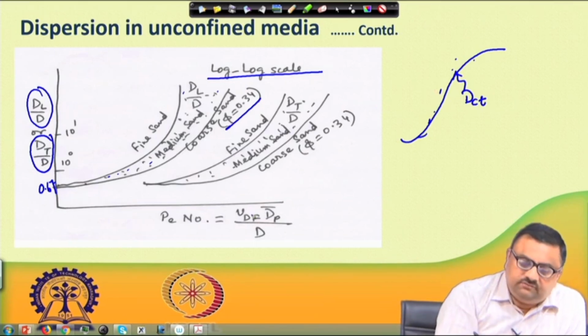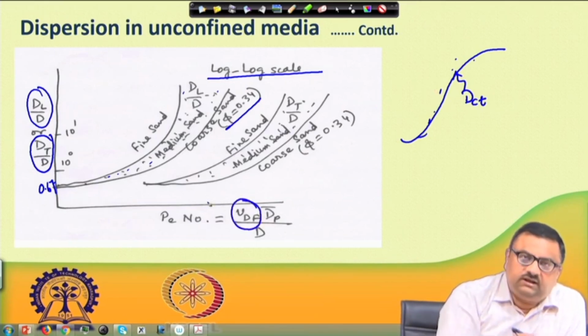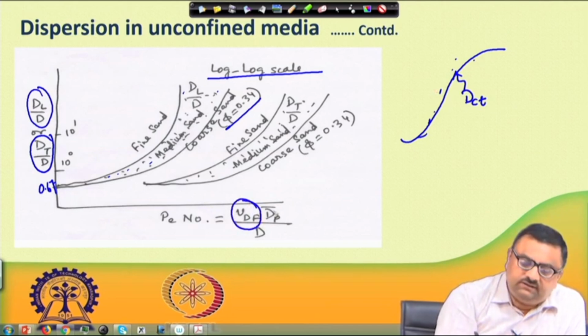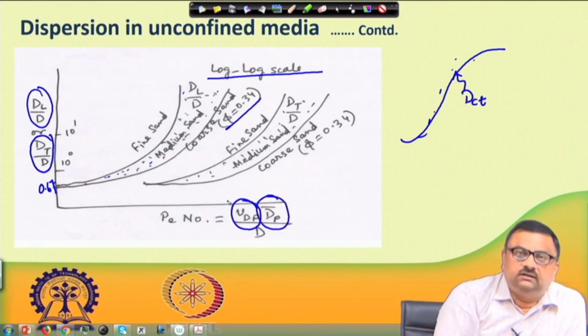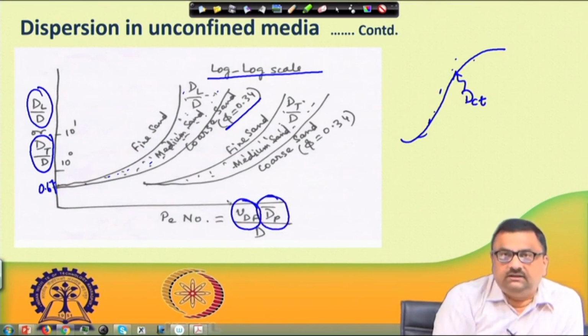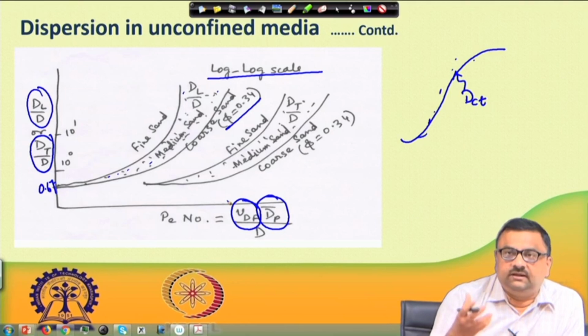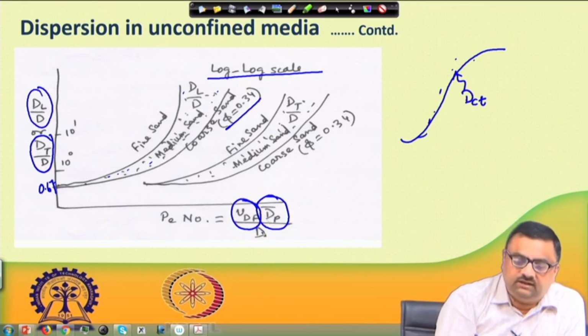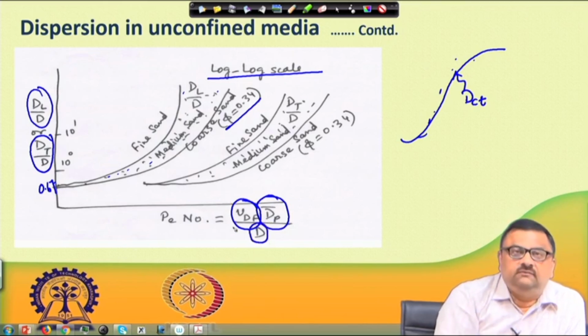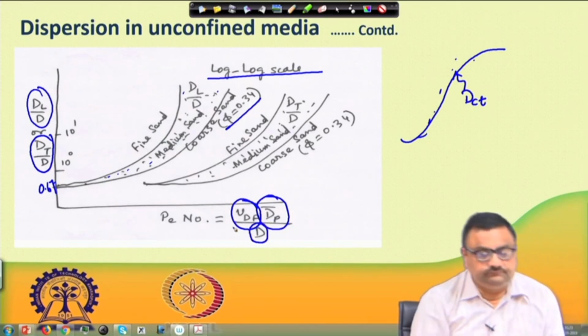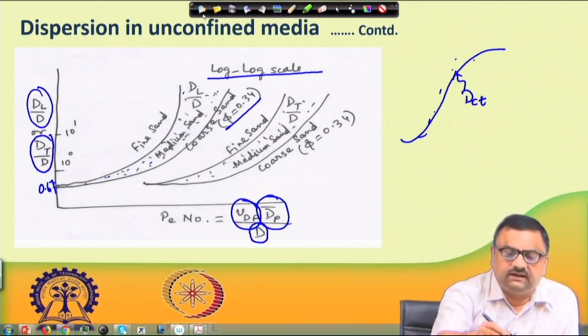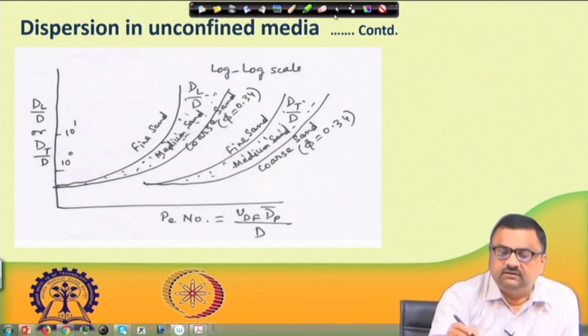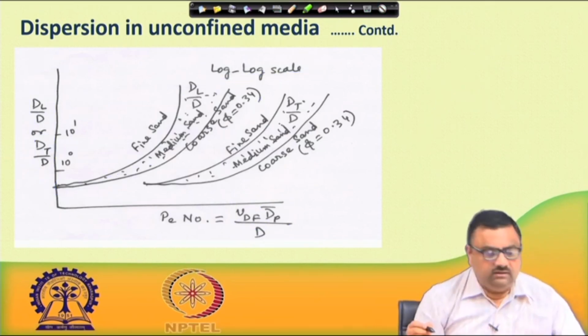So, in this context, VDF is the interstitial velocity, and dP bar is the particle diameter, because a porous medium consists of particles. So, this is the average particle diameter, dP bar, and d is the bulk diffusion coefficient. This type of exercise has already been done.